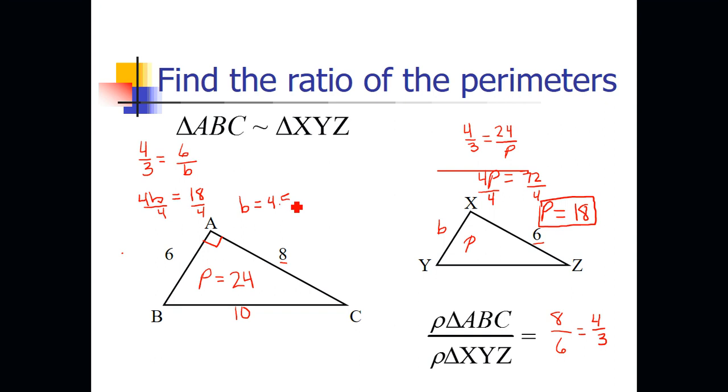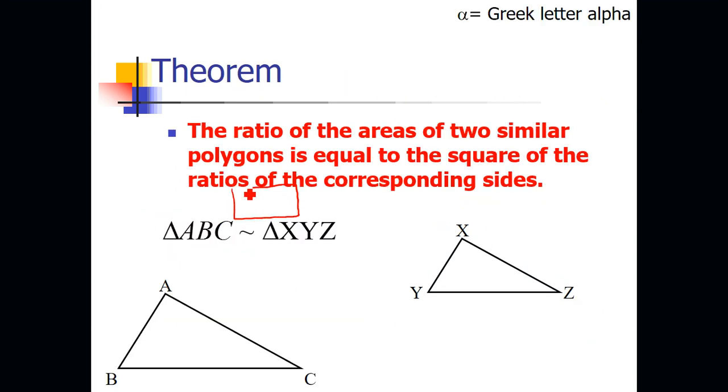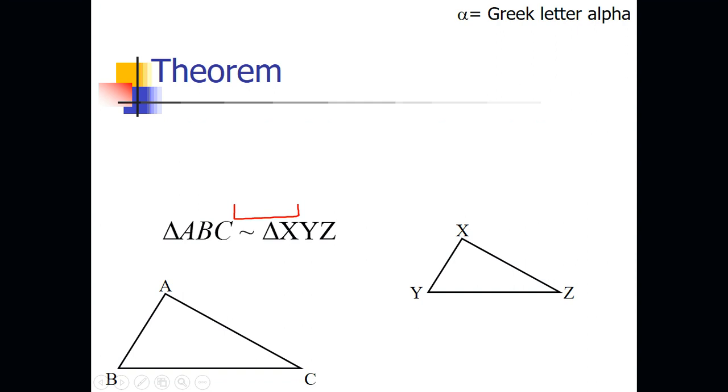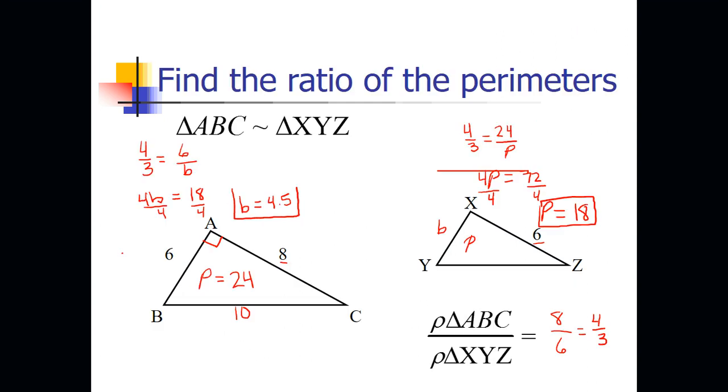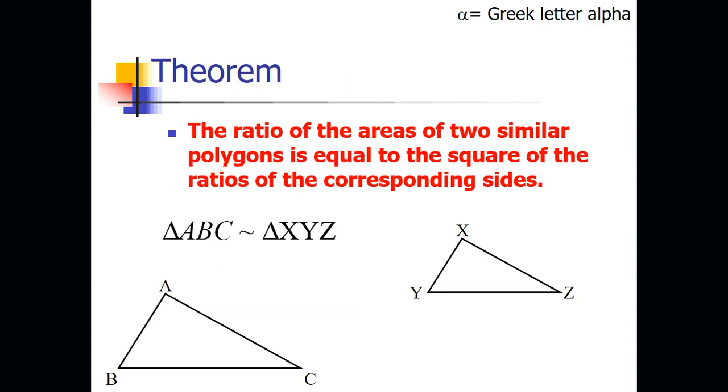4.5. So basically what this shows is you're just using that ratio of sides or ratio of perimeters the same way. You can use it to find a perimeter. You can use it to find an actual side length. On to our next slide here.